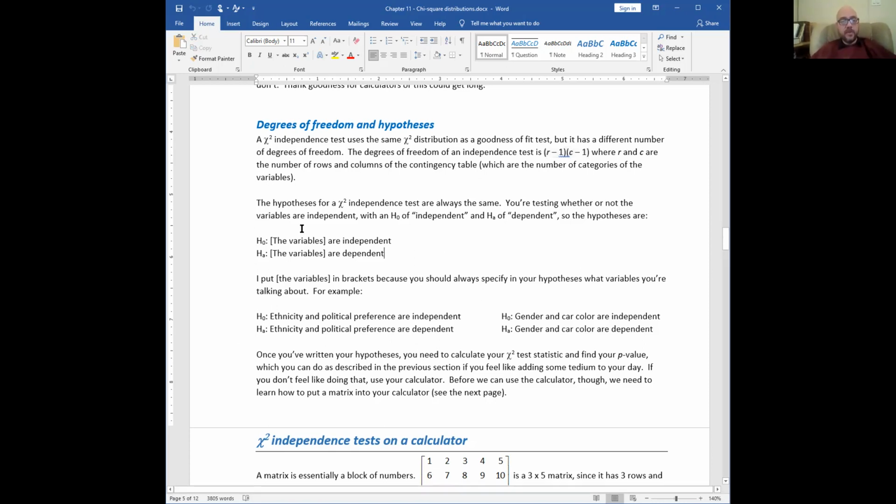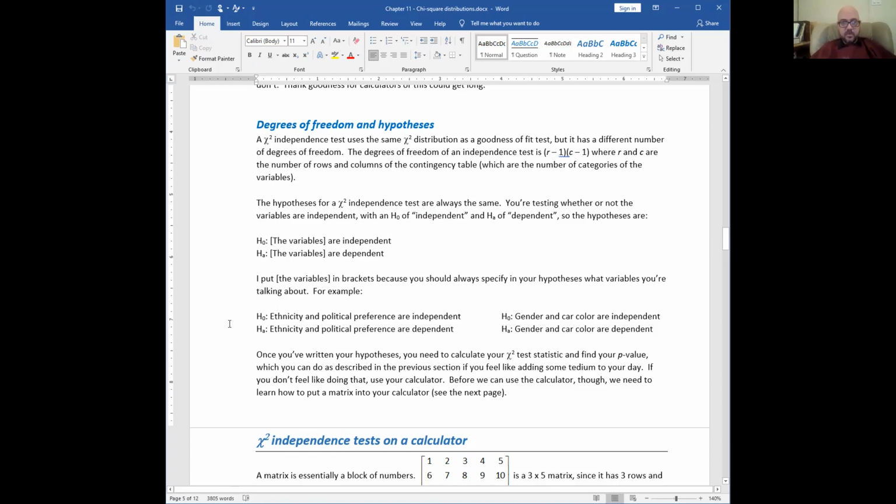So here's what we've got. Our null hypothesis and alternative hypothesis are always the same for every independence hypothesis test. The variables are independent, or the variables are dependent. You should never write the variables. Notice I put them in brackets to emphasize that's just my example. Don't do it like that. Do it instead like this.